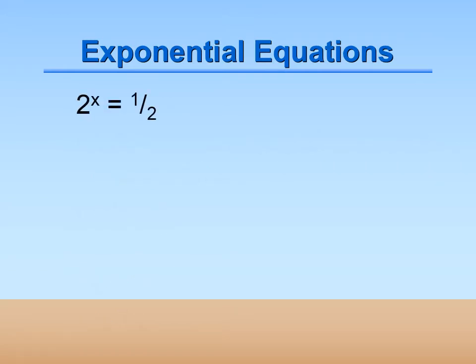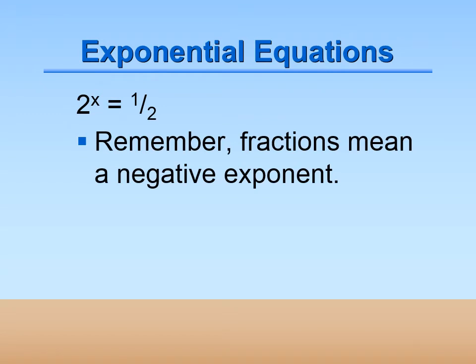All right, let's look at this. 2 to the x power equals 1/2. This one is a little strange, but we have to remember, fractions just mean a negative exponent. So 1 over 2 is the same as saying 1 over 2 to the first power. And 1 over 2 to the first power, remember, if we move the denominator to the numerator, the exponent becomes negative. So 2 to the first power becomes 2 to the negative 1 power.